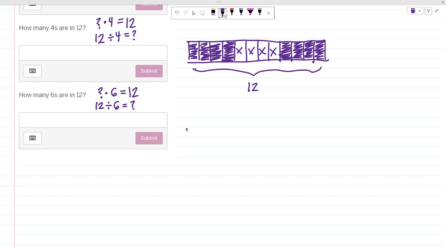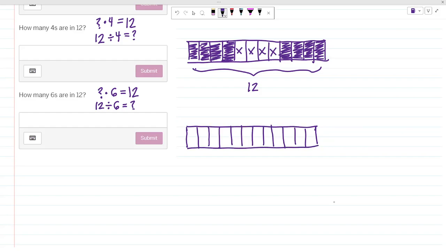Now let's draw a tape diagram. Put this in your notebook. I'm going to draw 12 holes. 1, 2, 3, 4, 5, 6, 7, 8, 9, 10, 11, 12. So this is 12 total. And I look at how many groups of 6 I can make. So here's 1, 2, 3, 4, 5, 6. There's one group of 6.